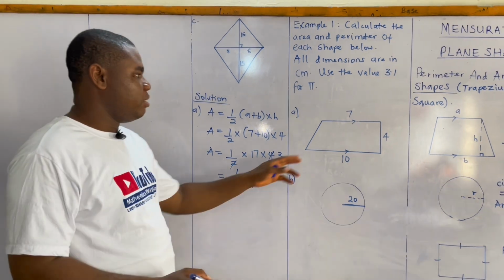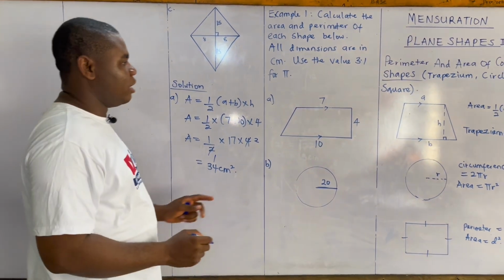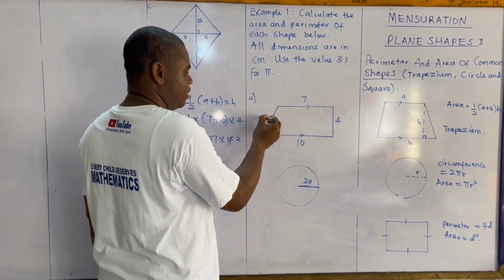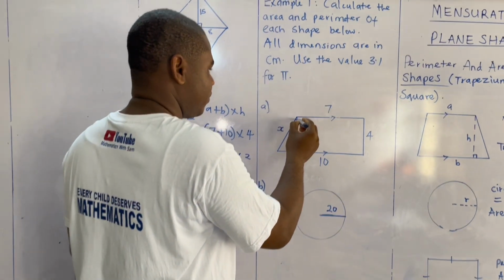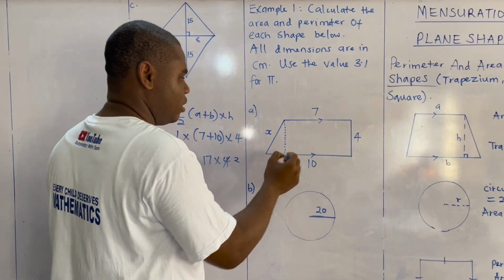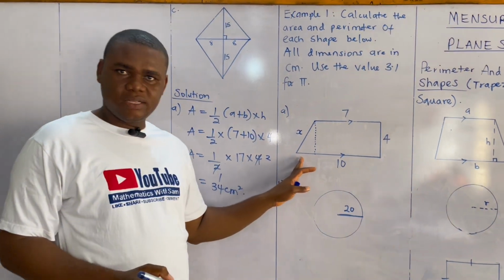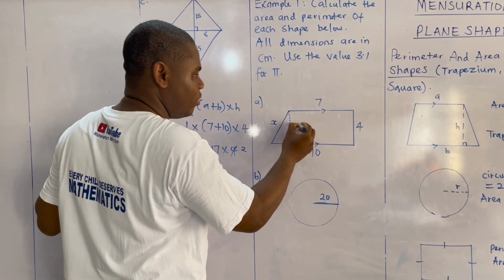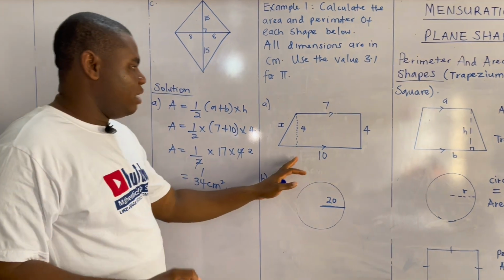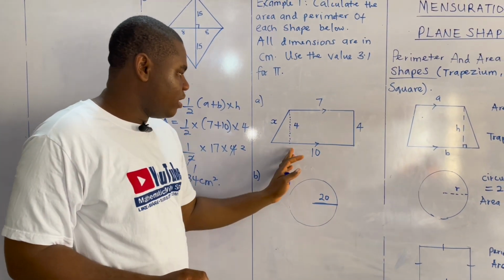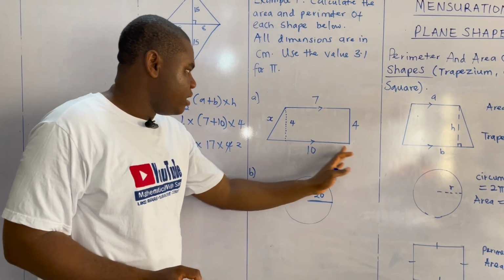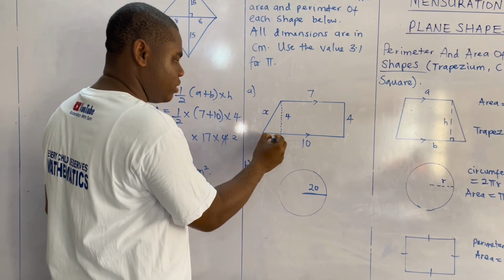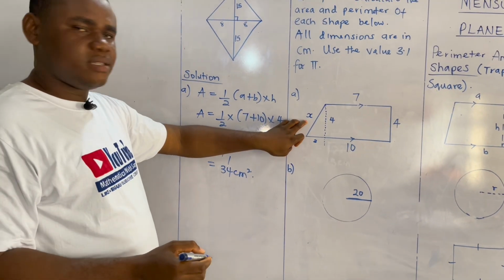Now we have to find the perimeter. I cannot find the perimeter of the trapezium if I do not find this side. So I'm going to use the Pythagoras theorem to get the missing side here. This side is 4, since this is 4. The whole of this is 10, and I've taken out 7 from here to this point. So I'll be left with 3 here. Now I can find x.